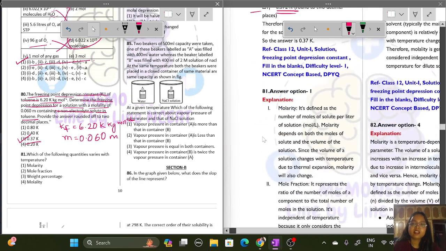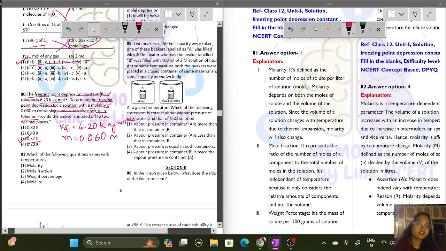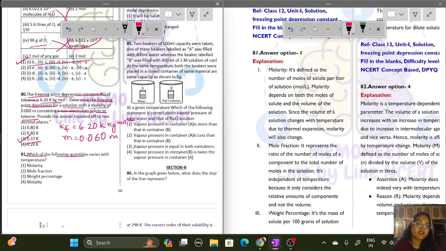Okay. In question number 81, which of the following quantities varies with temperature? Molality, mole fraction, weight percentage, or molarity? So molarity, the definition we know. Since the volume of solution changes with temperature due to thermal expansion, molarity will also change. So it will depend upon the temperature.